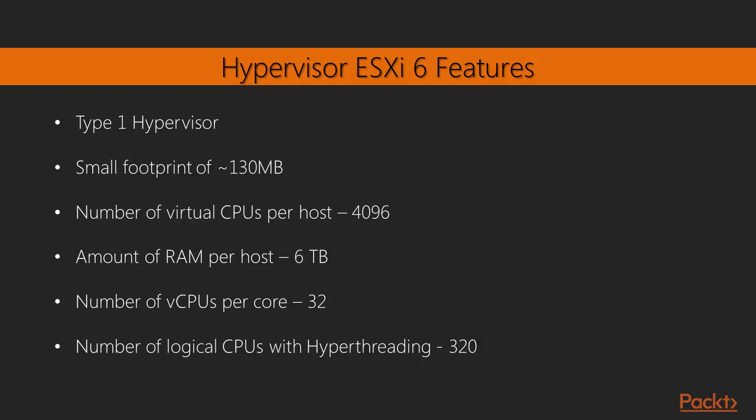So the hypervisor ESXi 6.5, it's a type 1 hypervisor, as we know. Small footprint of 130 megabytes, has not changed from before. The number of virtual CPUs per host is 4096. From ESXi 6.0, the amount of RAM per host has increased from 6 terabytes to 12 terabytes. Everything else basically is the same, with the number of virtual CPUs per core being 32, and the number of logical CPUs with hyperthreading being 320. I will not spend too much time on these. Configuration maximums are available in the documentation.